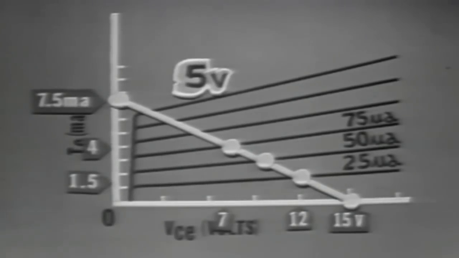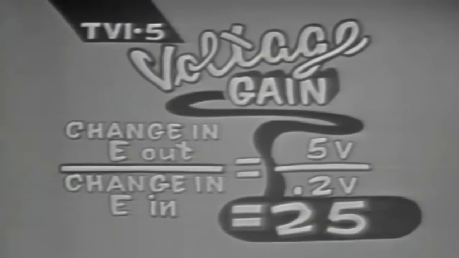Okay, we have a 5 volt peak to peak change in the output, but what was the input voltage change? Remember we said earlier the base to emitter resistance was 4K ohm. Well, with 4K ohm of resistance and 50 microamps of base current, according to Ohm's law, the input voltage change must be 0.2 volts peak to peak. What's the voltage gain? To find the voltage gain, we divide the output voltage change by the input voltage change. The voltage gain is 25.